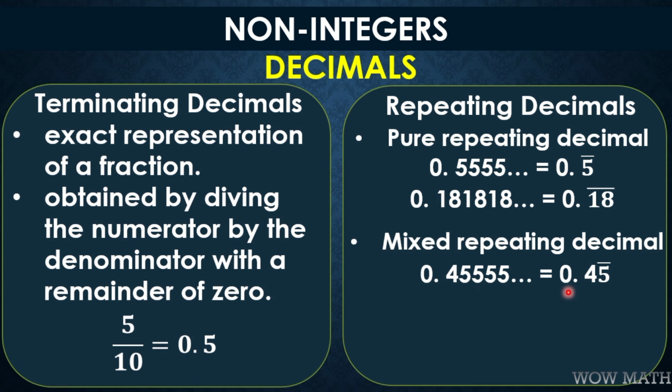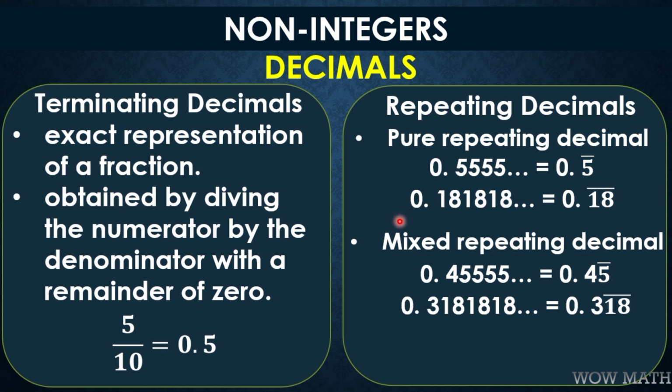Alright? So, what you're going to do is, you're gonna write 0.45, dun tayo maglalagay ng bar sa 5 kasi si 4 hindi naman repeating. Okay? So, the only repeating na digit is 5. So, therefore, we're gonna place the bar above 5 only. Alright? Another example, I have 0.3181818. Alright? So, ganun din. I'm gonna place the bar above 1 and 8. Hindi kasama si 3 kasi si 3 ay hindi naman repeating. So, these two are examples of mixed repeating decimal.